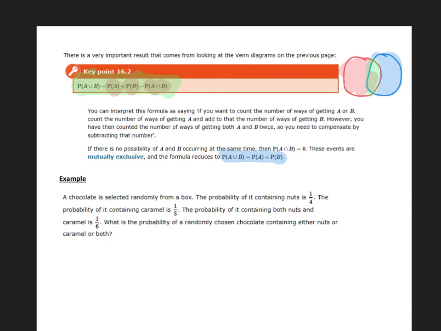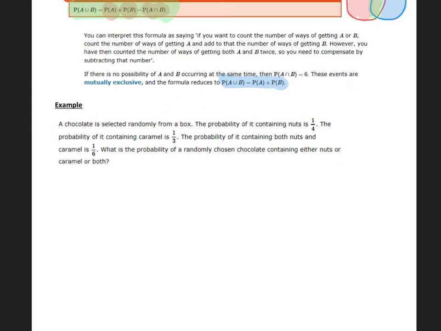Okay, let's have a go at an example. A chocolate is selected randomly from a box, so I don't really care about that. The probability of it containing nuts is 1/4, so I'm going to highlight that. The probability of it containing caramel is 1/3, so I'll highlight that. The probability of it containing both nuts and caramel is 1/6. What's the probability of a randomly chosen chocolate containing either nuts, caramel, or both?